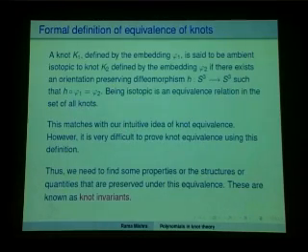So now if I want to define equivalence formally, there are two knots, suppose K1 and K2. K1 is defined by embedding phi1. So K1 is the image of phi1, which is an embedding of S1 into S3. K2 is the image of embedding phi2 from S1 to S3. And we say that these two are equivalent if we have an orientation preserving diffeomorphism.